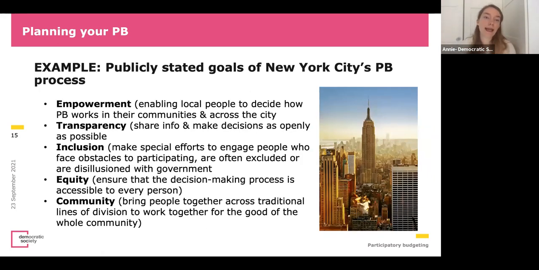So this is one example. New York City, they had these publicly stated goals, so they shared them out with everyone. This is what we want to achieve. So empowerment, enabling local people to decide how PB works in their communities and across the city. Transparency, so sharing information and making decisions as openly as possible. Inclusion, so making special efforts to engage people who face obstacles to participating. So it might be that they're often excluded or disillusioned, they maybe don't trust government. And equity, so ensuring that the decision-making process is accessible to every person. And then community, so bringing people together across traditional lines of division to work together for the good of the whole community.